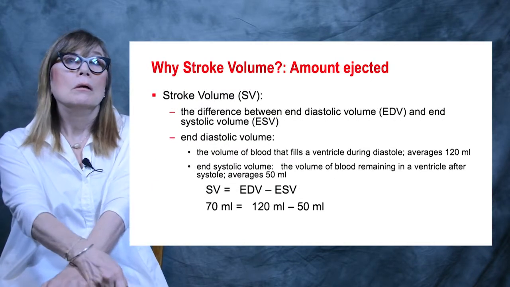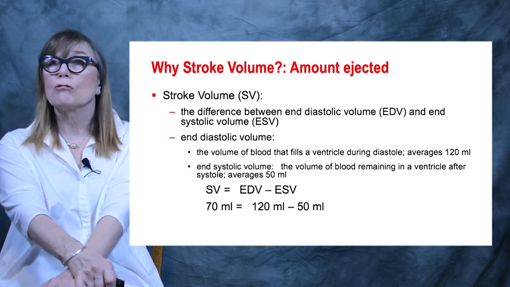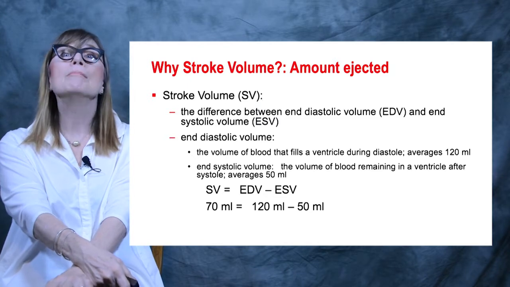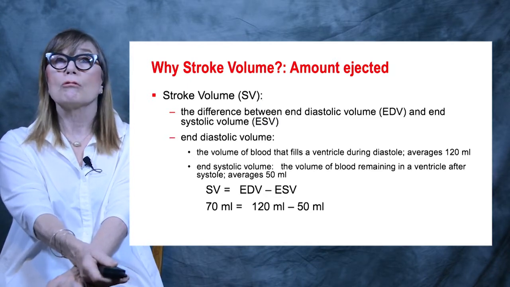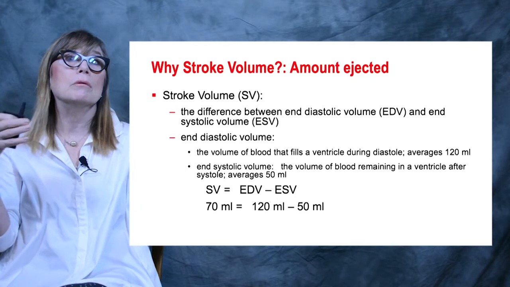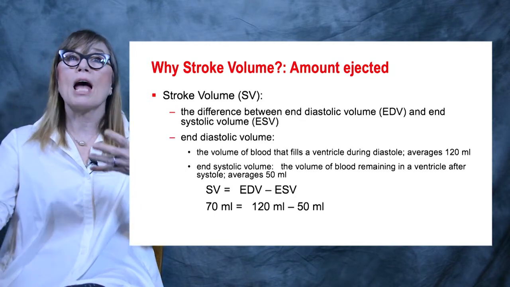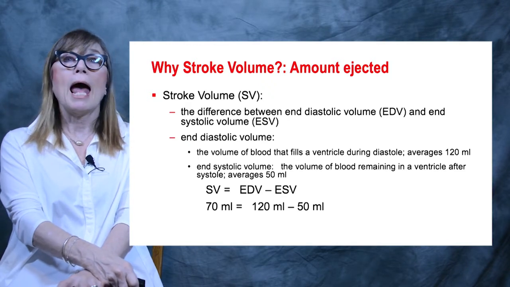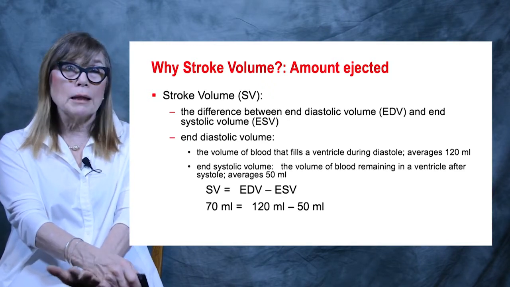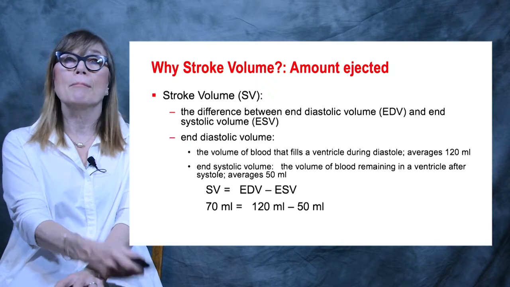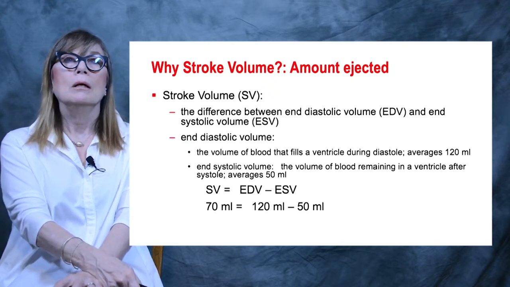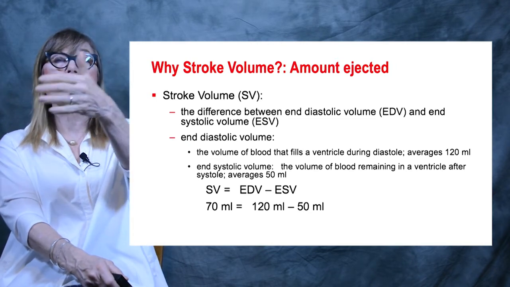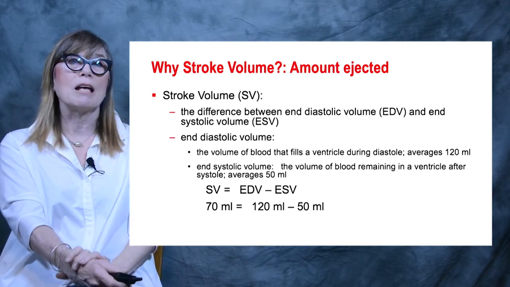So, why do we care about stroke volume? Stroke volume, unlike percent ejected, is amount ejected. So stroke volume is end diastolic volume, the volume that filled the ventricle, minus end systolic volume, the amount of volume left at the end of ejection. And normally, that's around 60 to 100 mLs, and we'll see that in a little bit. So you can see I had 120 filling my ventricle, 50 left after contraction. That means my stroke volume was 70.